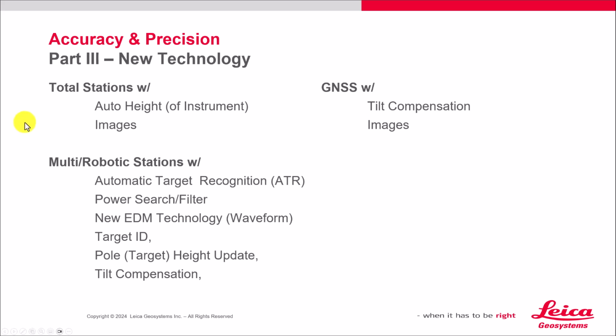Part 3, new technology. So let's take a look at some of the new technology and the accuracy and precision involved in them, and let's see if they can help us out. We're going to cover total stations and some new functions, multi-stations or robotic stations and new functions, and GNSS with a few new functions.